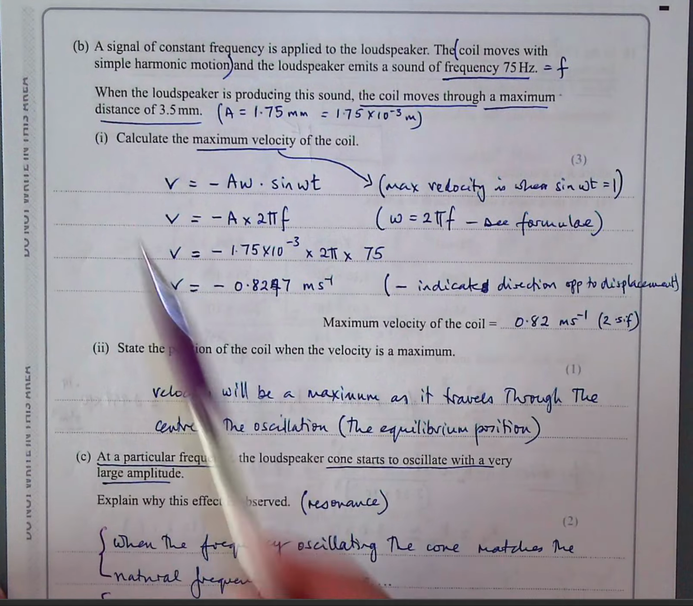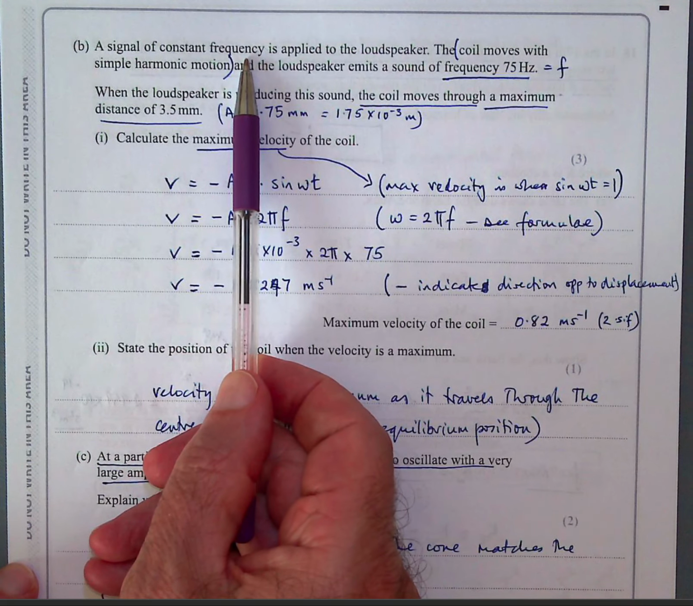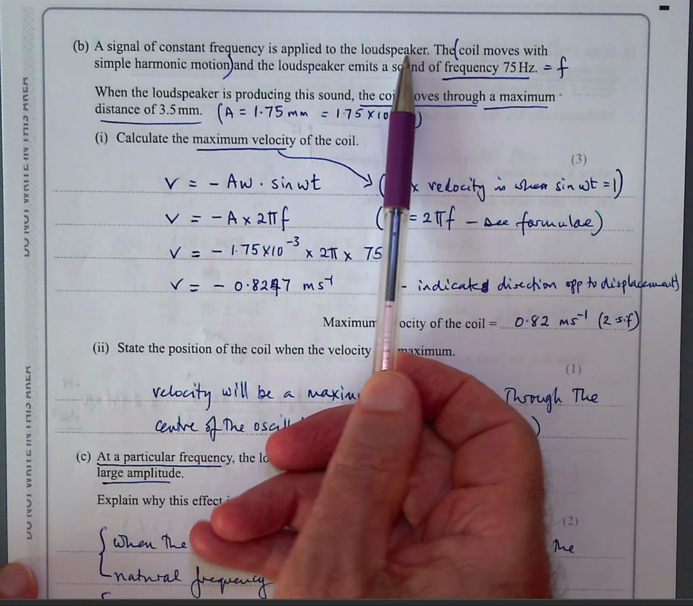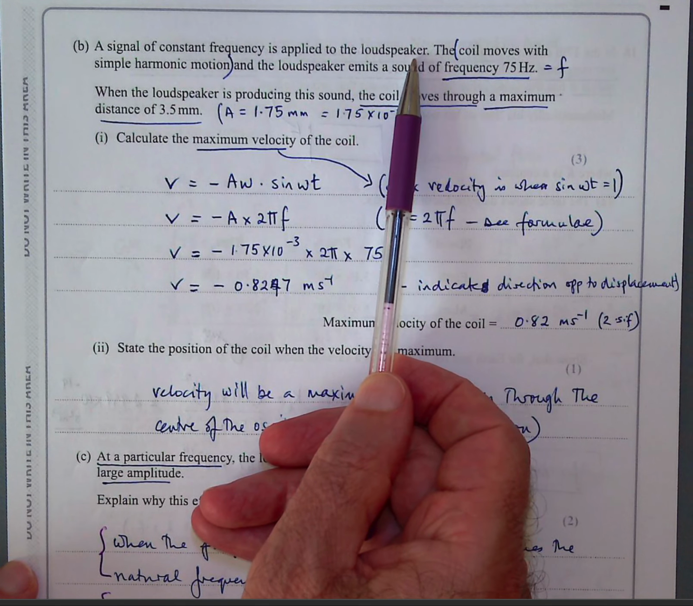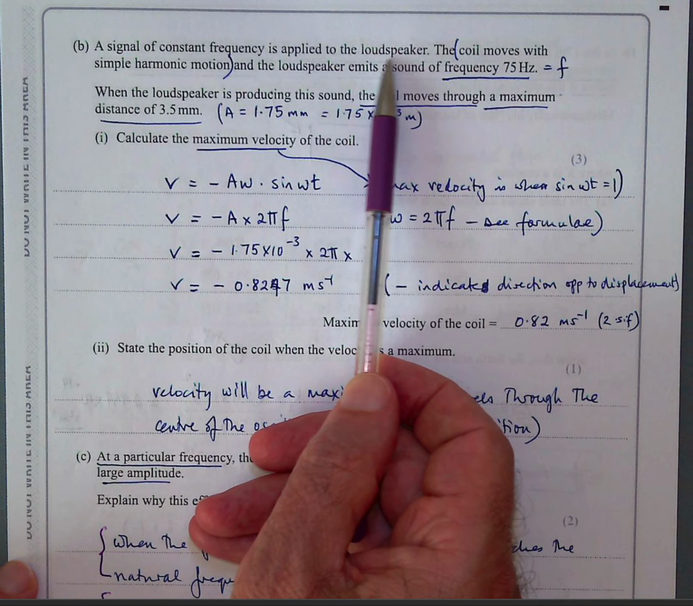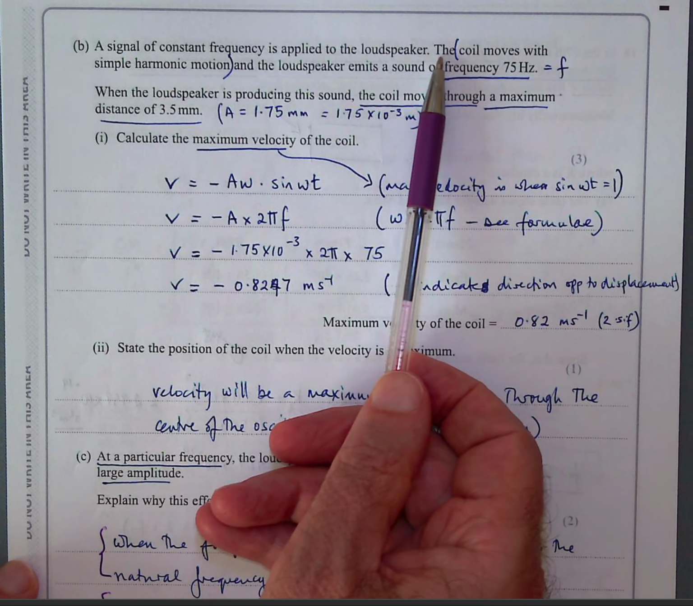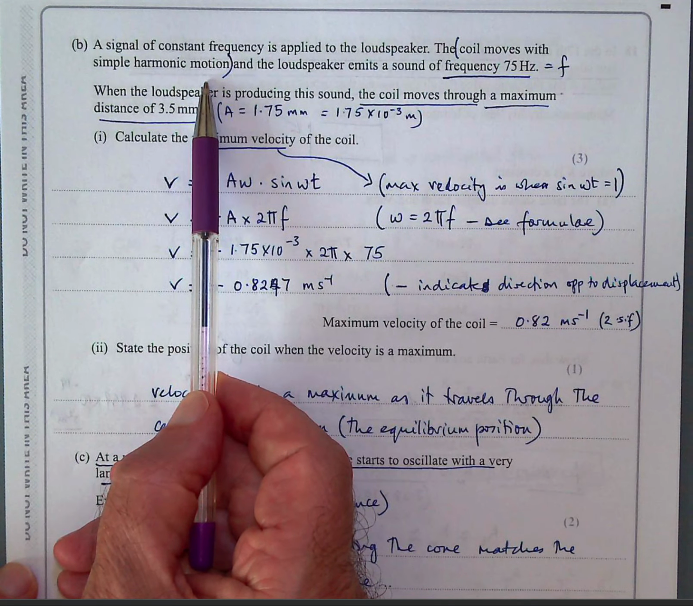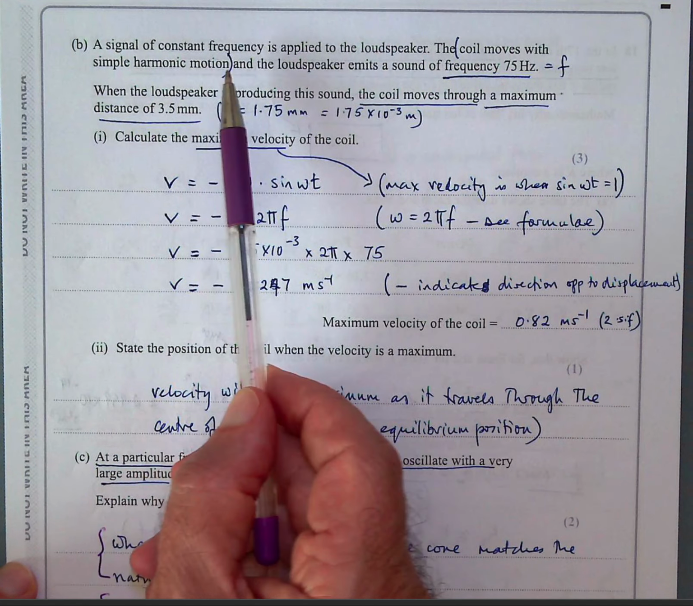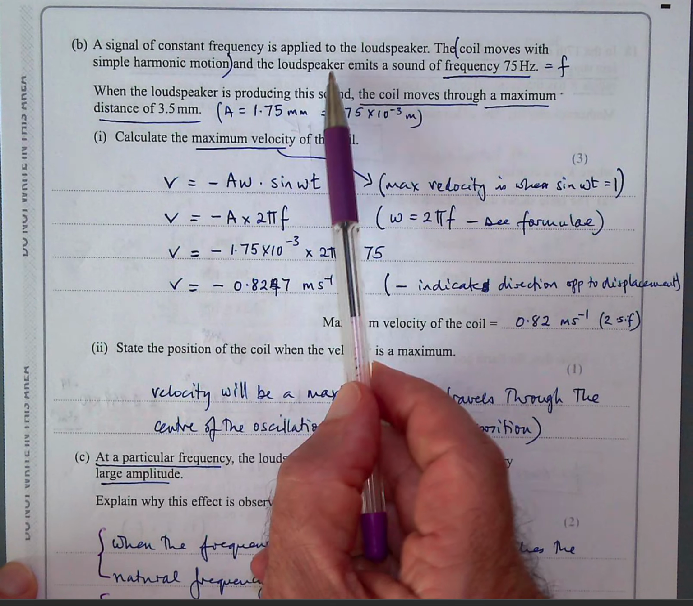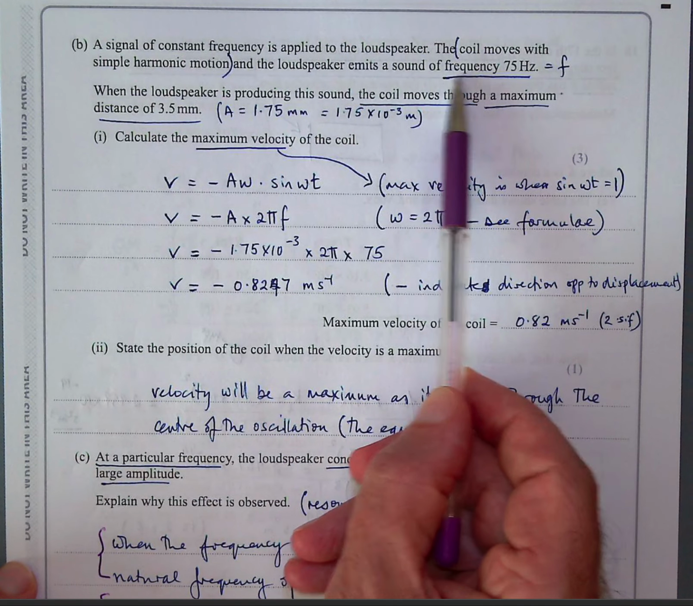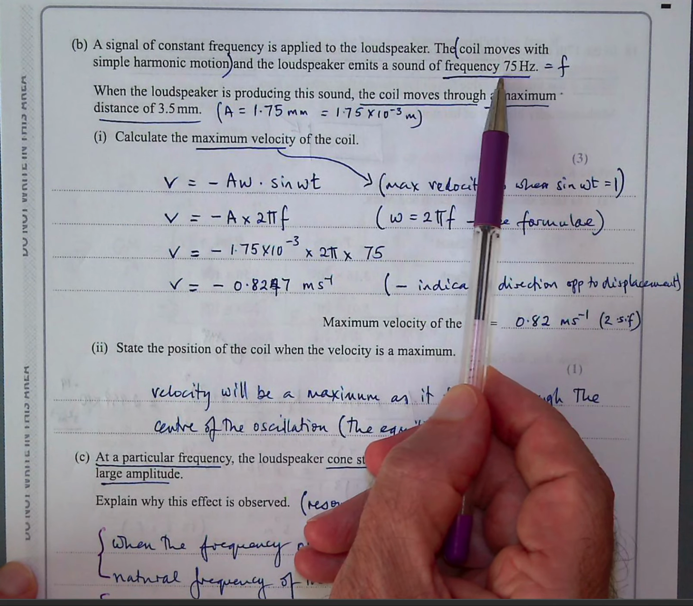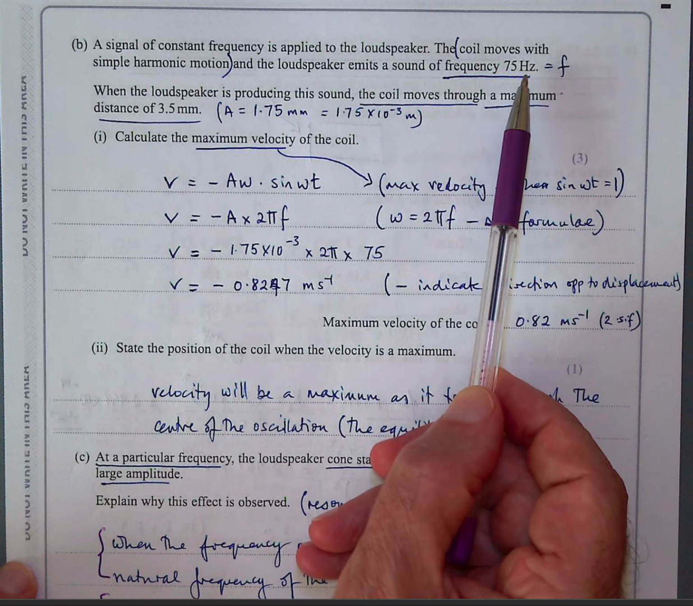Part B then, it says a signal of constant frequency is applied to the loudspeaker. So why is the loudspeaker question in Unit 5? Because obviously a loudspeaker is an electromagnetic device. Well, the answer is because the coil moves with simple harmonic motion. So it's also a simple harmonic motion analysis. And the loudspeaker emits a sound of frequency 75 Hertz. So here also we're talking about sound, which is from Unit 2.